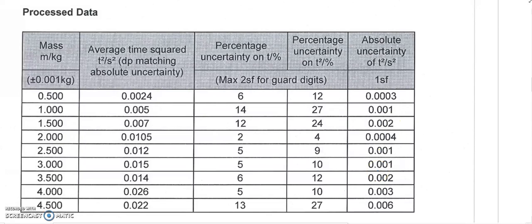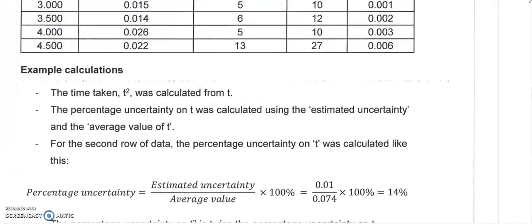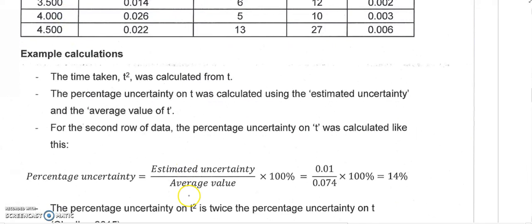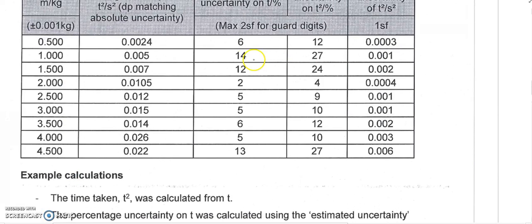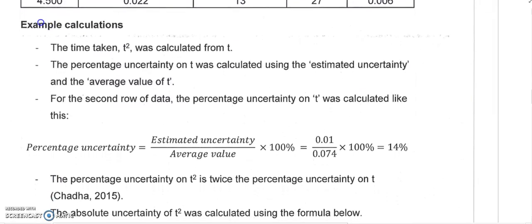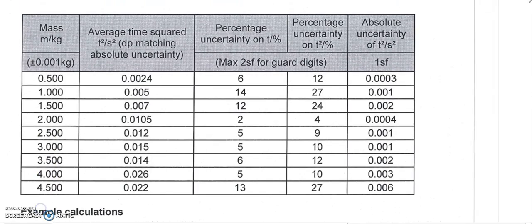So first things first, we take our percentage uncertainty on the time. That's our estimated uncertainty divided by our average value times 100%. In this case, 14% for the second row of the data. Then we've got the percentage uncertainty on time. We're going to keep two sig figs of guard digits because this is a percentage uncertainty, as we discussed last time.